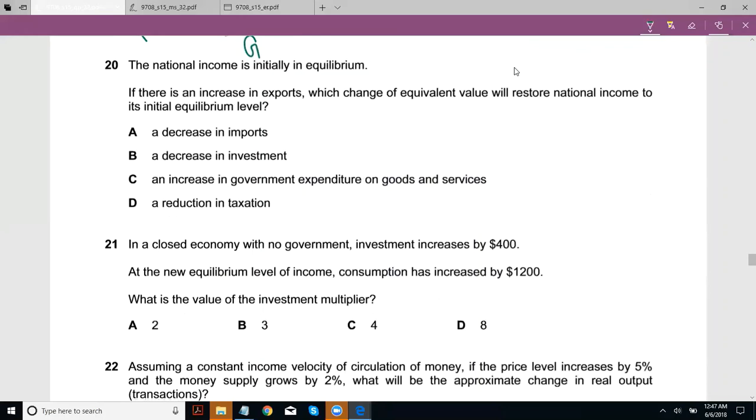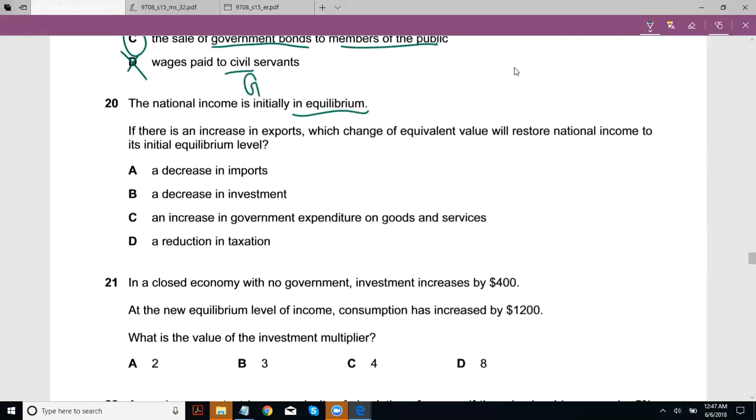Question 20: the national income is initially in equilibrium. You could look at this in two ways. I'm not sure which one the question wants, but one is where your aggregate expenditure equals your national income, then you're in equilibrium, or injections are equal to withdrawals. So let's see which one this wants. If there is an increase in exports, which change of equivalent value will restore national income to its initial equilibrium level? And looking at the options, I believe they're looking at something of this sort.